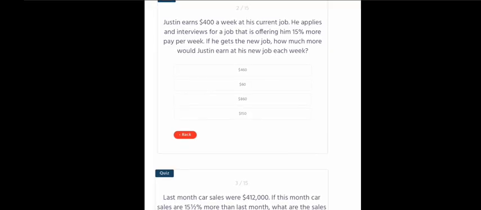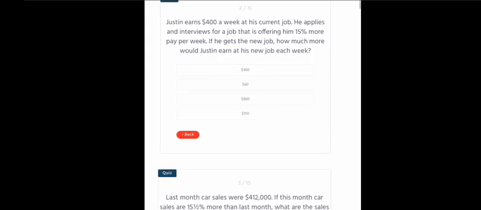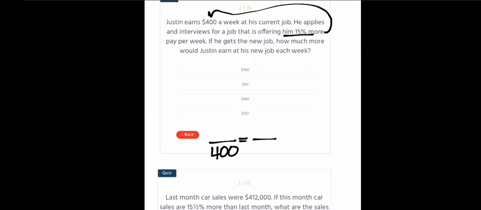So number 2 says, Justin earns $400 a week at his current job. He applies and interviews for a job that is offering him 15% more pay per week. If he gets a new job, how much more would Justin earn at his new job each week? So this new job is 15% more. This is a little bit different, and I'm going to show you how to do it because it's an important question. It says here, his total is $400. And his job, the new job, doesn't pay him 15%. It pays him 15% more than what he makes here.